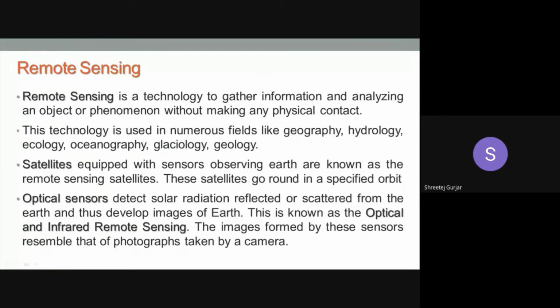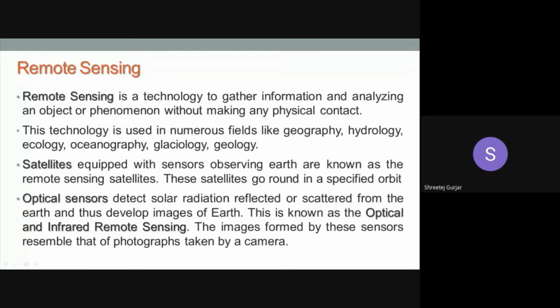Coming to a few other applications of remote sensing, it finds application in various fields, not only in civil but in various other fields also. So some of the examples are given here in geography, in hydrology, in ecology, oceanography, and geology, right? So all these fields use remote sensing as applications.